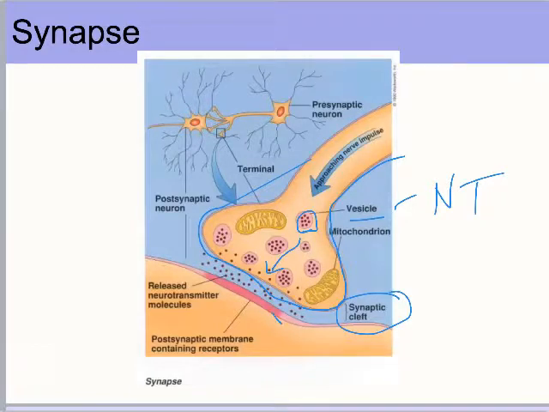Then on the next neuron, there will be receptors that bind the neurotransmitters. So that's how they're going to communicate.